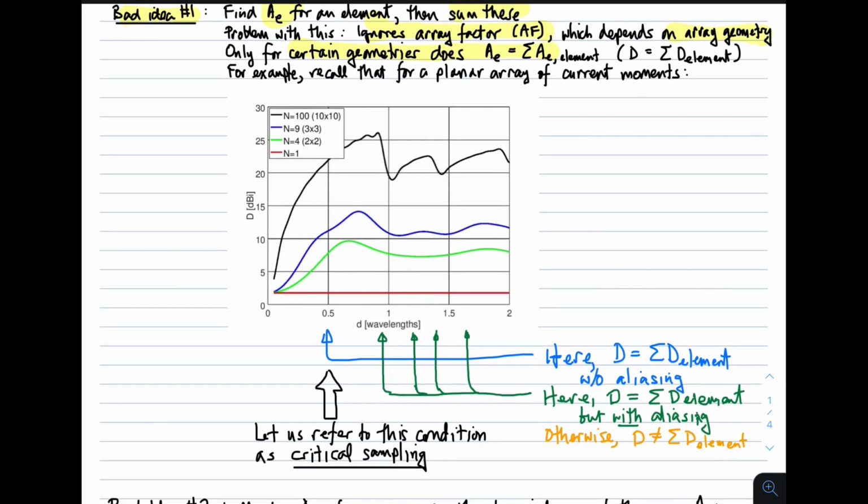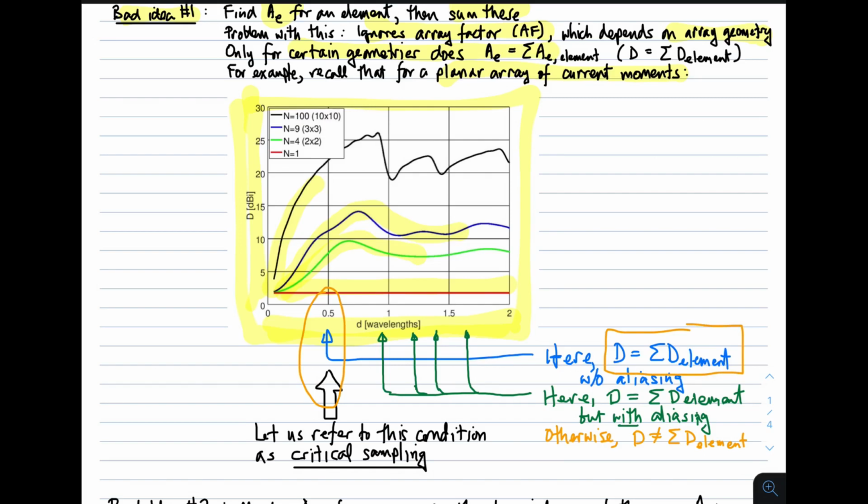Just as an example, recall that for a planar array of current moments, we came up with this result that shows the directivity in dBi on the vertical axis as a function of spacing between the elements in both directions. And we came up with curves for n equals 1, that is 1 element, 4 elements, 9 elements, that is 3 by 3, and then 100 elements, which is 10 by 10. And we found only in one case, that is, when the elements were half wavelength spaced, did we get that the total directivity was equal to the sum of the directivity of the elements.